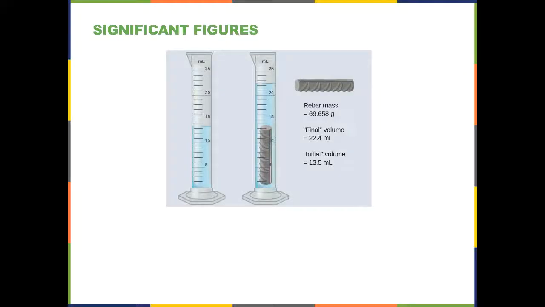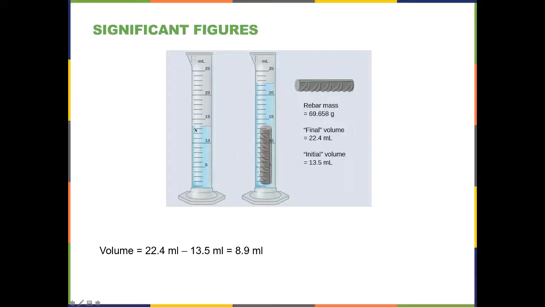Let's take a look at how we would use significant figures with this example of rebar. Now, one way to measure the volume of something is to put it inside water or another liquid and look at the change in the volume of the liquid. And the change in the volume of the liquid represents the volume of the rebar.